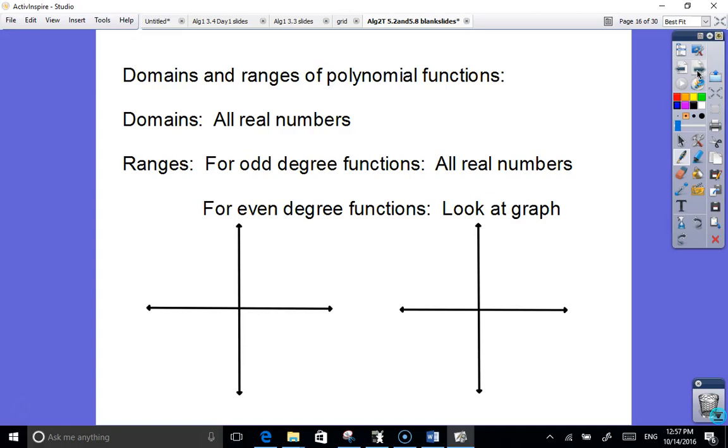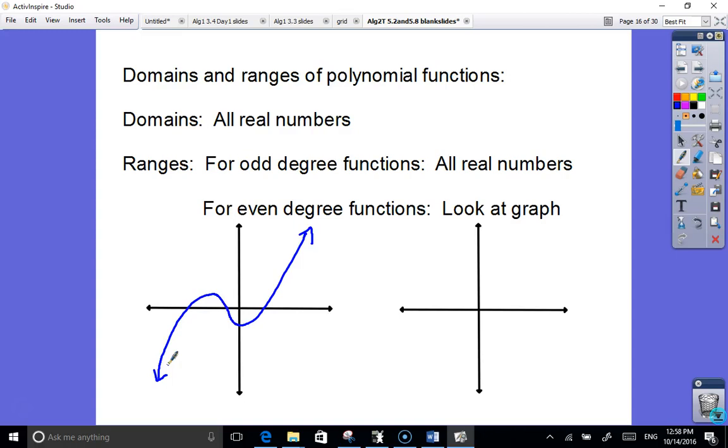For an odd degree function, like if you take linear, what do you think the range is of that line? It's all real numbers, right? The arrow's going infinitely up and infinitely down. Even if it was, let's say, a cubic. They may do some wiggling around in the middle, but still the arrows go infinitely up and infinitely down. So it's all real numbers.